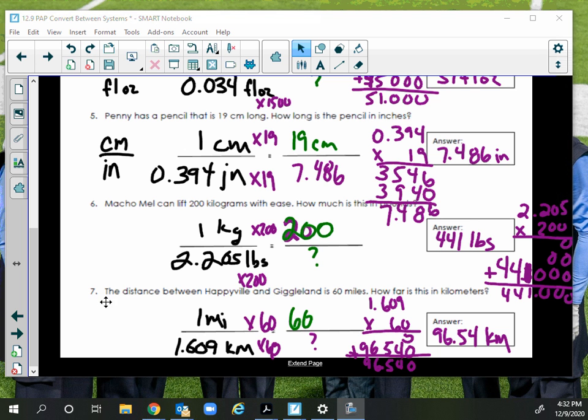And the last one, number 7, we set up 1 mile is the same as 1.609 kilometers. So a kilometer is just a little bit bigger than a mile. So if we have 60 miles, we're going to multiply times the scale factor of 60. We'll end up getting 96.54 kilometers.